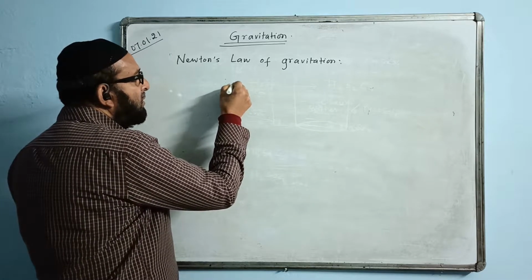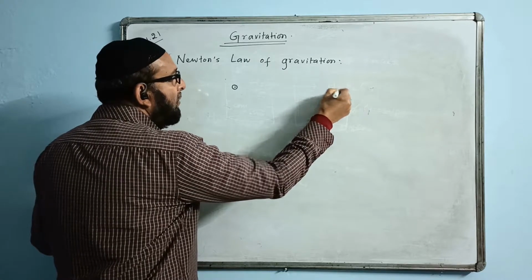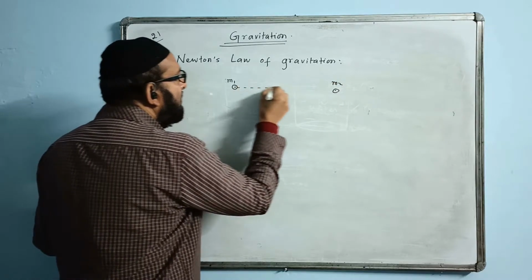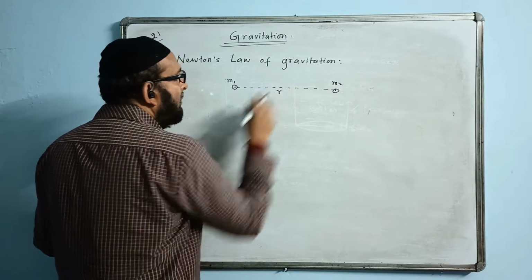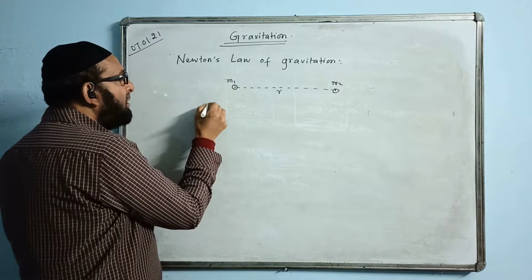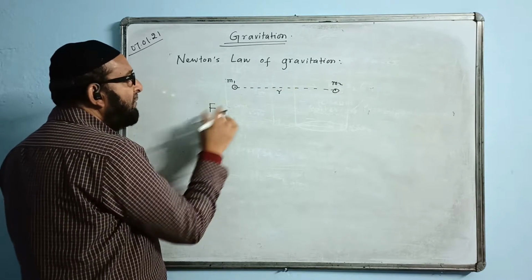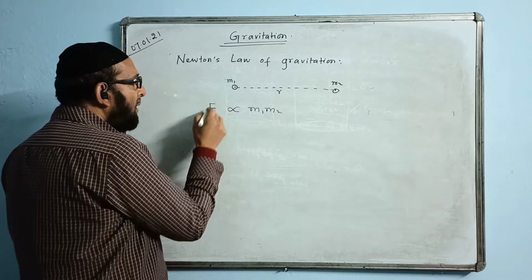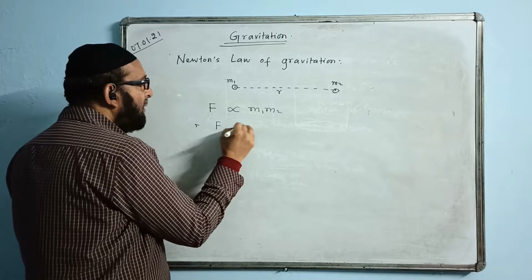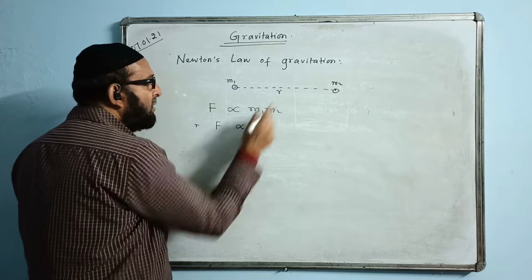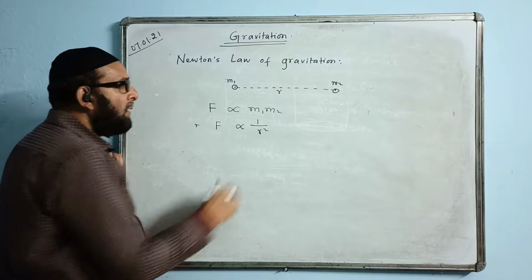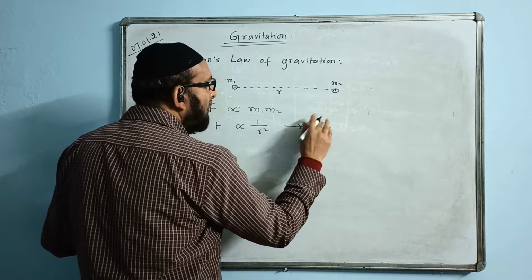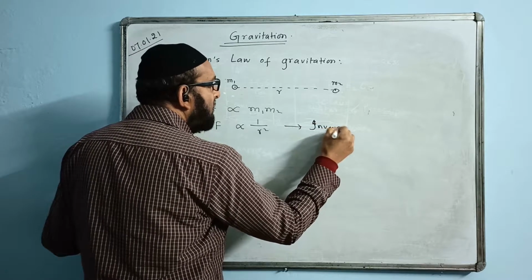Do you understand by this diagram? Let us take two bodies of masses m1, m2. Separation between them is r. Then Newton's law of gravitation says that the force of gravitation between them will be proportional to the product of their masses, and the same F will be inversely proportional to the square of the distance between them. Second law is called the inverse square law.